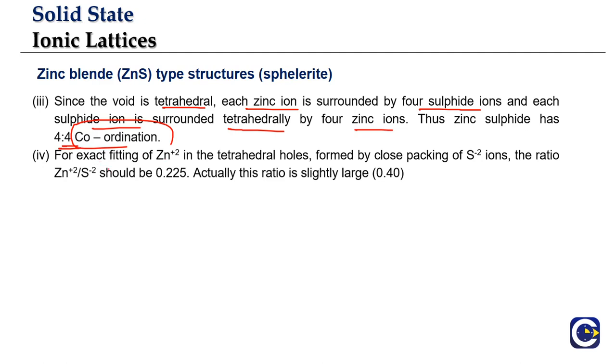If we look at the exact fitting of the zinc 2 plus ions in the void, then the ratio should be what? The least, which is the 0.225. Remember where it is starting? It is starting from 0.225 to the highest value, which is 0.414. So what is the exact value for the radius ratio for the zinc 2 plus and the sulfide ions? It is 0.4, which means it is higher than 0.225. So what happens as a result is we'll see the opening up, like the way we had in the case of cesium chloride.